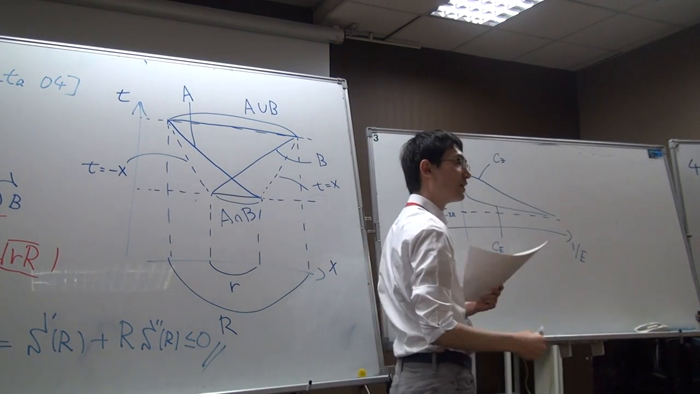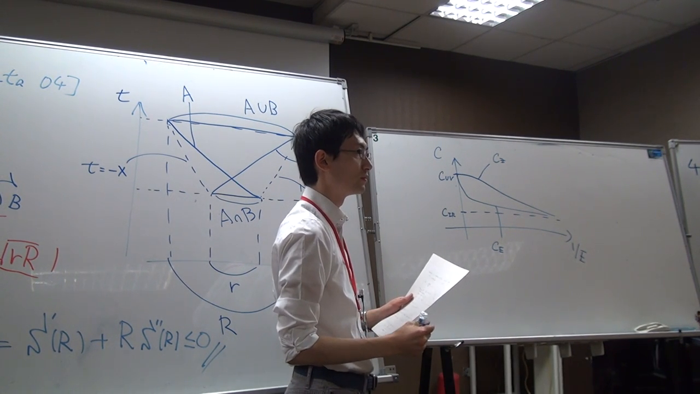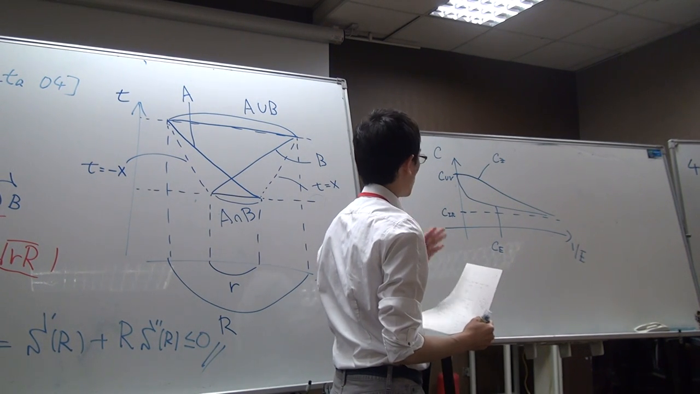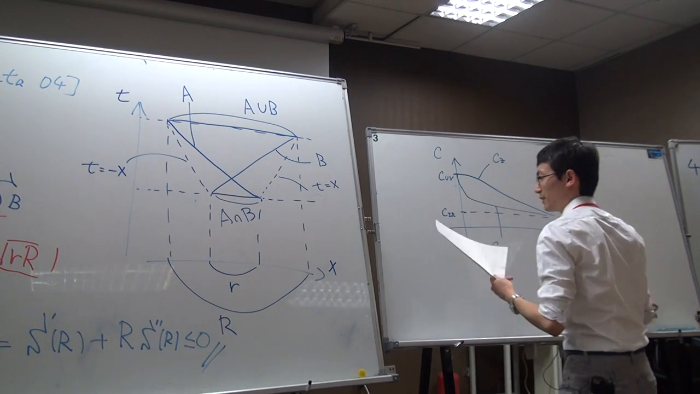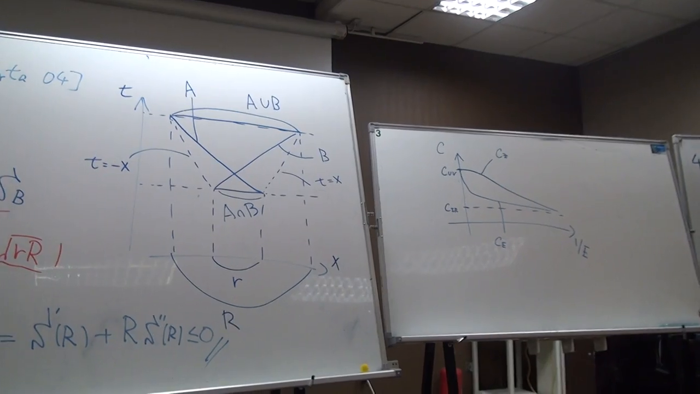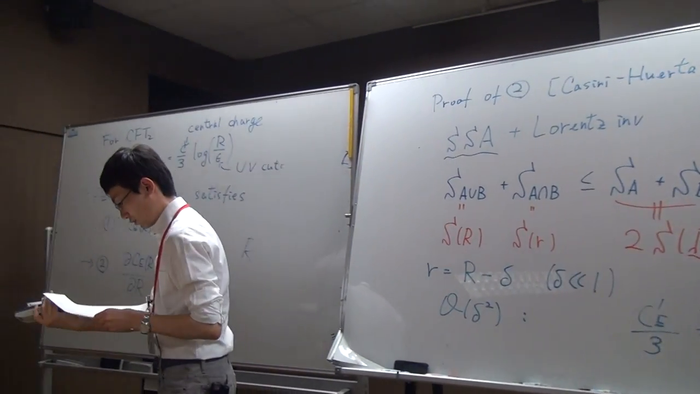Has there been any interacting massive quantum field theory in 2 dimensions where the entropic function is calculated? I don't think so. I don't know any example. I know the free field examples. Okay, so this is the proof in 2 dimensions. But now I'm going to move to the 3-dimensional case.